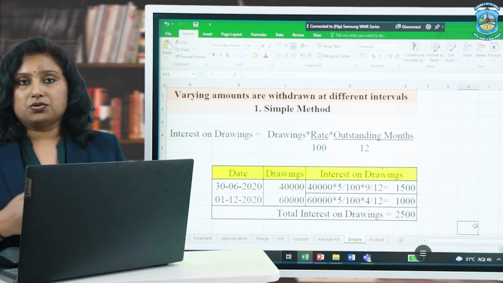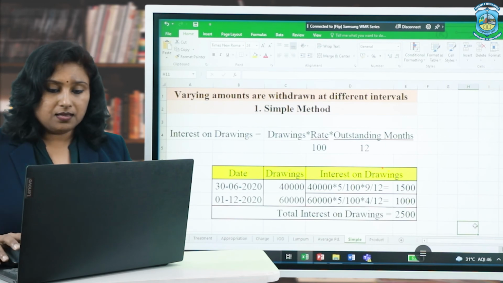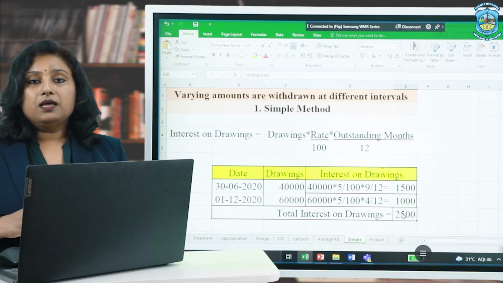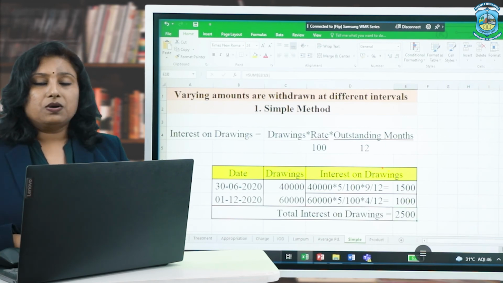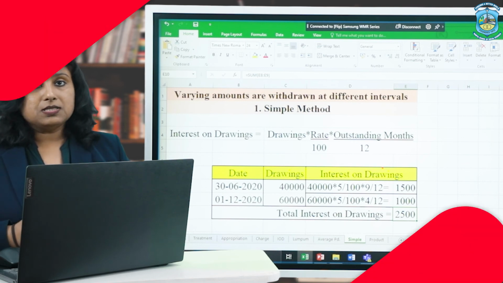Simply add both the drawings, you will get the total drawings in a year. So for this partner, the amount of interest on drawing is 2,500. We did the calculation separately.